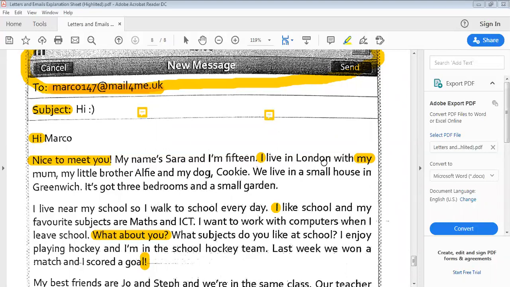Shall I write the full email address, or could I write only the name? As I said, it is not a must for you to write the email address. If you want to write it, that's fine.